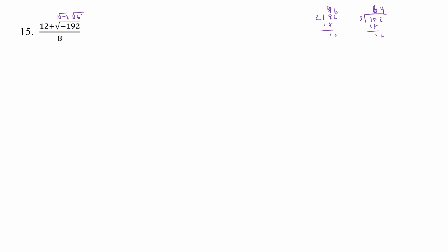So we want the square root of 64 times the square root of 3. So then square root of 64 is 8. This is i. So we have 12 plus 8i square root of 3 all over 8. All right, so looks like 4 is in common. So 4 will go in here twice. 4 will go in here 3 times. That'll go in here twice. And we get 3 plus 2i square root of 3 all over 2. And then that is going to be our final answer.